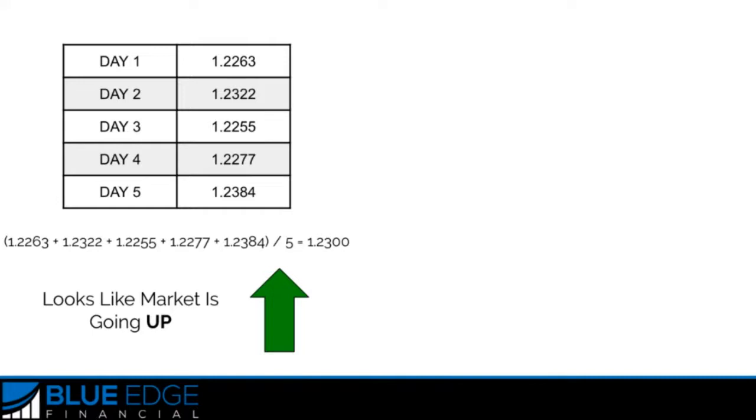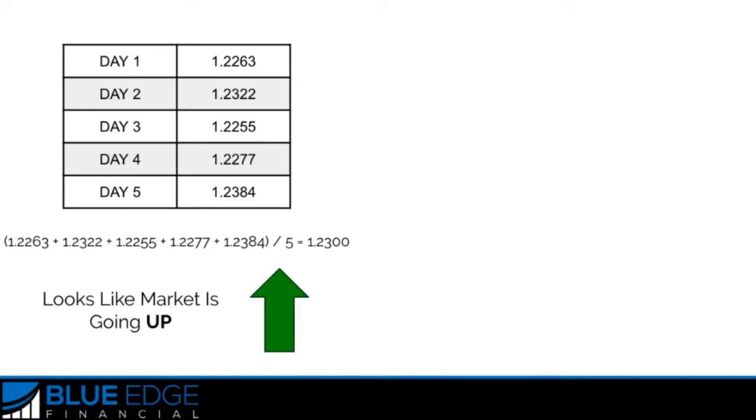So to calculate the simple moving average, it'd be really simple. You can see right below, you just add up those 5 numbers, the closing price for each day, and then you divide it by 5 since we have 5 different closing prices, and that gives us 1.2300 as the SMA. Pretty simple, right? And this makes it look like the market is going up.